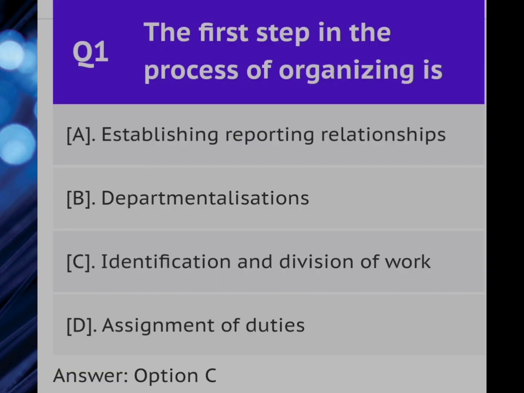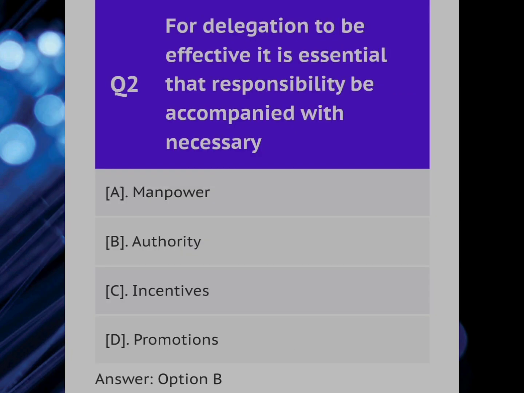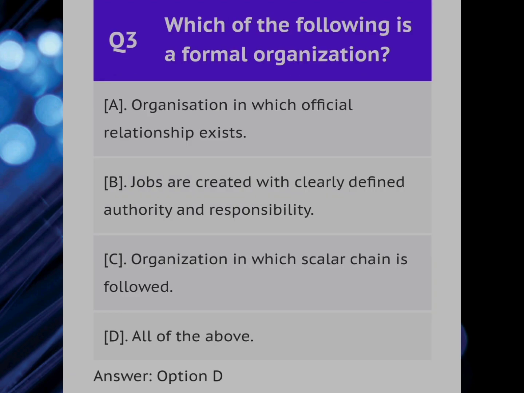The first step in the process of organizing is answer C. Identification and division of work. For delegation to be effective, it is essential that responsibility be accompanied with necessary answer B. Authority. Which of the following is a formal organization? Answer D. All of the above.